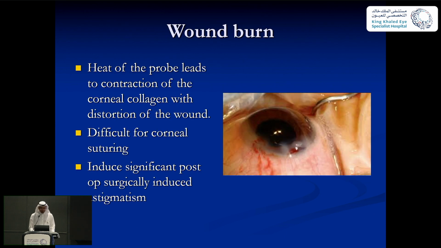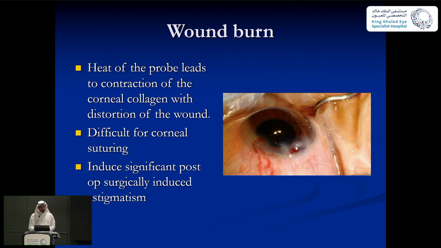Wound burn can happen with the heat of the probe that can lead to the contraction of the corneal collagen with distortion of the wound. When this happens, you will notice the wound shrinking, and it is very difficult for suturing, especially with the hard nuclei. And sometimes we take a long time and leave the occlusion working while we are trying to chop the lens. Leaving the occlusion working for a longer period of time increases the heat.